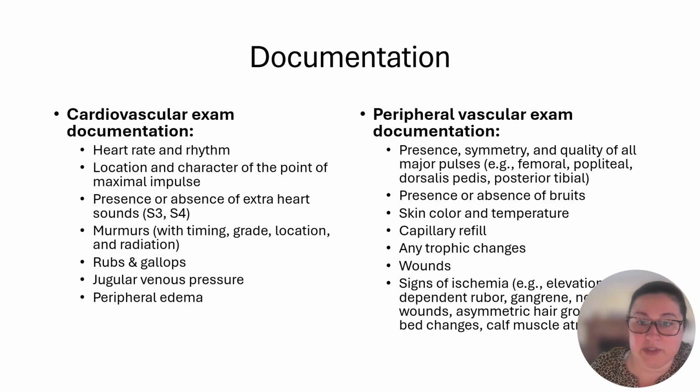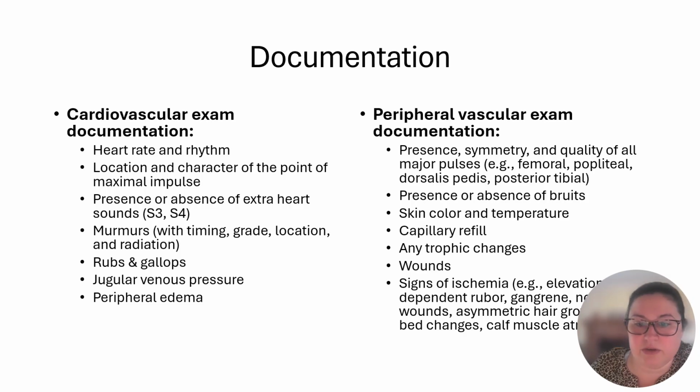So let's go over documentation very quickly. In your cardiovascular exam, you should be documenting heart rate and rhythm, location and character, and point of maximal impulse, presence or absence of extra heart sounds, presence or absence of any murmurs, rubs or gallops, JVP, and peripheral edema.